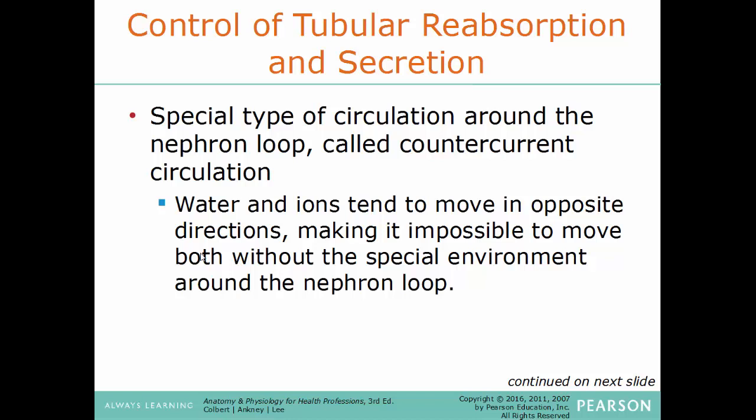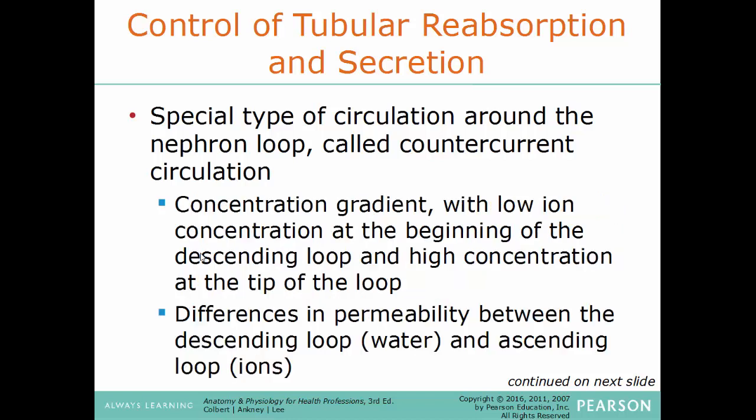And it's called countercurrent because you have material moving in two separate directions. You have material moving down the descending limb of the loop and then moving back up again in the ascending limb. That's a countercurrent mechanism. Now, this concentration gradient has low ion concentration at the beginning of the descending loop and high concentration at the tip of the loop. So as you get further down the descending limb, you become more and more concentrated.